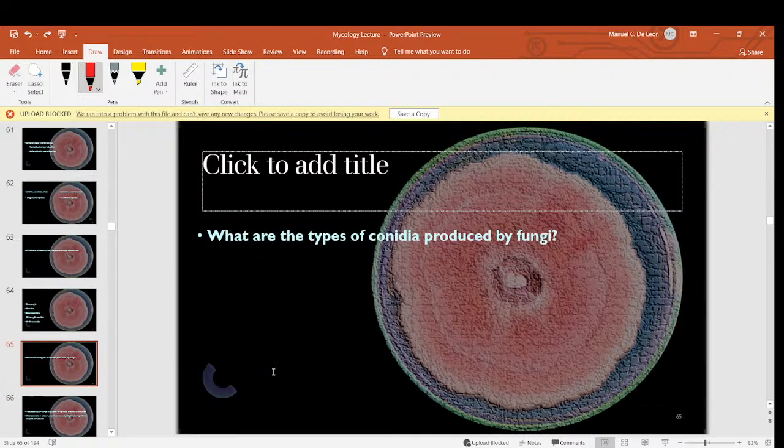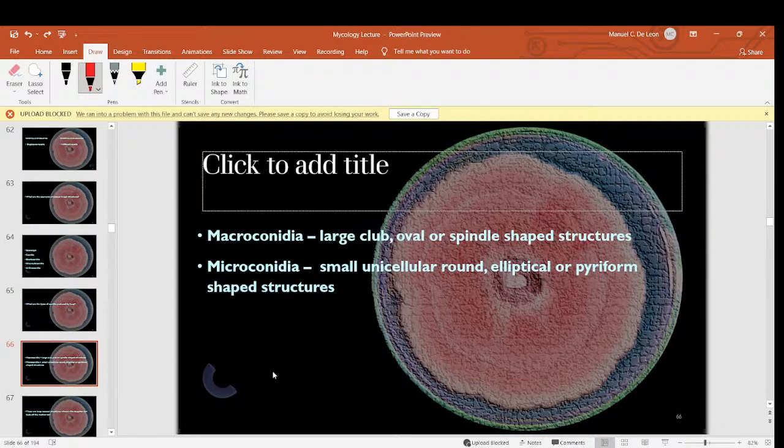Okay? So what are the types of conidia produced by fungi? We have microconidia and macroconidia. By the way, guys, please remember macroconidia was asked in a previous board exam question. This is a large club-shaped or spindle-shaped structure that contains spores, and it has its own cross walls.